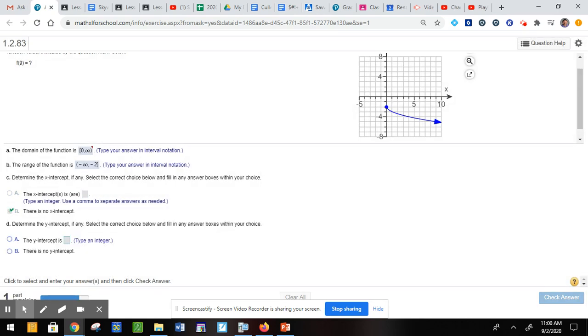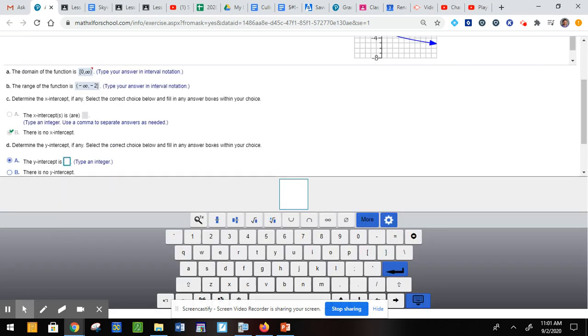Determine the y-intercept, if any. Well, it is on the y-axis there, even though that's the starting point, end point, whatever you want to say. That counts as a y-intercept because it's on the y-axis. It's at -2. And then it goes forever in the other direction, so it's not going to curve back. So the only one is -2. Directions say to type it as an integer, so I'm not typing this as an ordered pair. I'm just saying that the y-intercept is -2.